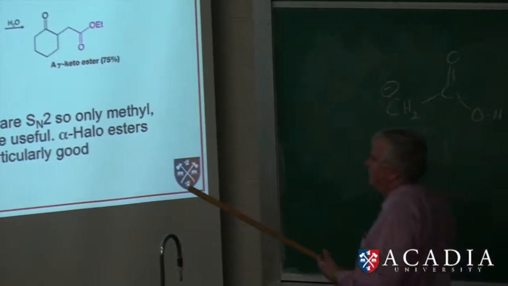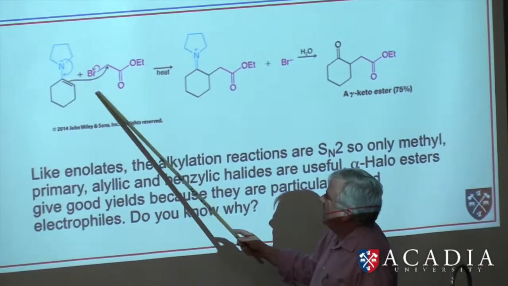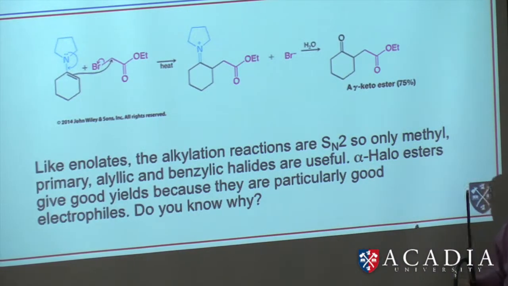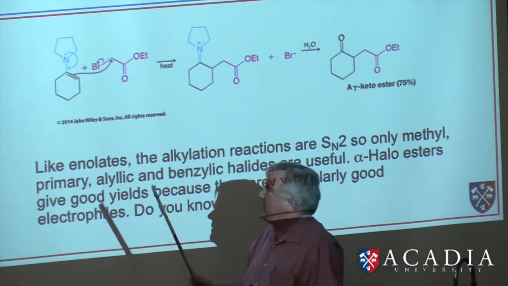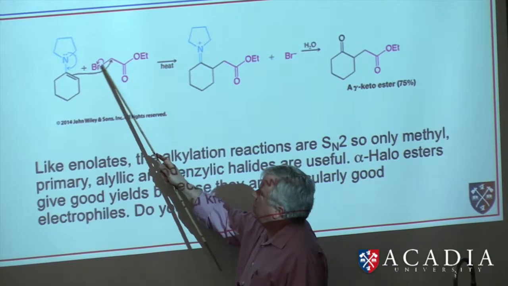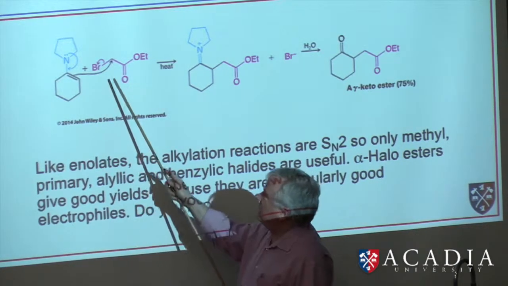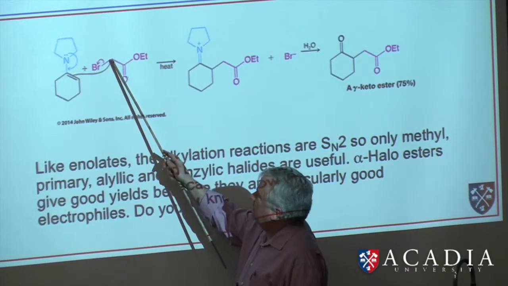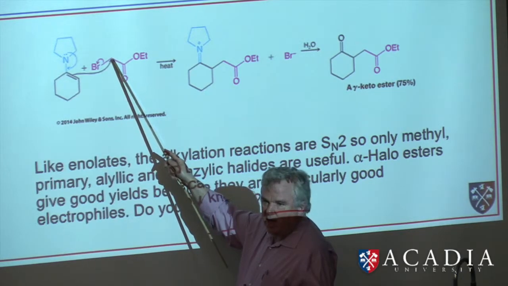So this is an example. Another example, we make our enamine. We have our electrophile. This thing is an alpha-bromo ester. Alpha-bromo esters we've seen before. Now, think about it. We talked about active methylene groups. We have an electron withdrawing group here and an electron withdrawing group here. So although those may be acidic, in this particular instance, they can also be very good electrophiles because of the partial positive charge character on that carbon.